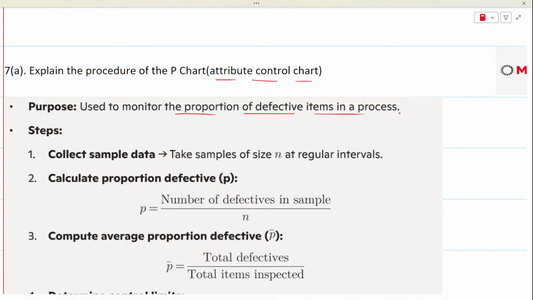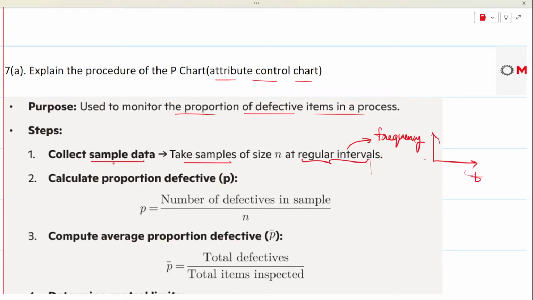The steps that need to be followed are to collect the sample data, take the samples of size n at regular intervals. That regular interval, or the frequency at which the samples are chosen, is to be known, because the variation in the samples is plotted against the time. So that helps to predict the stability of the process.